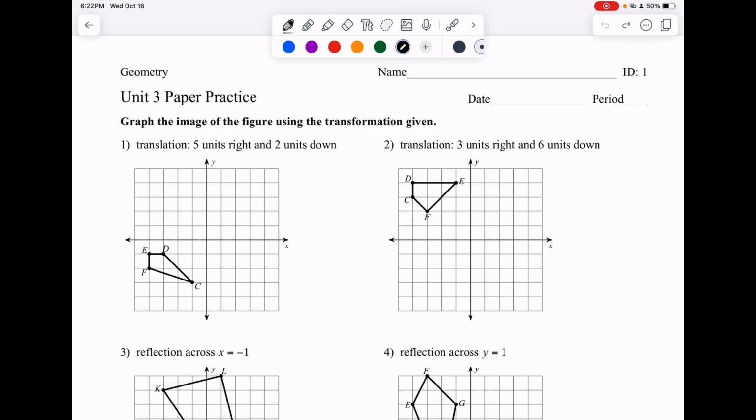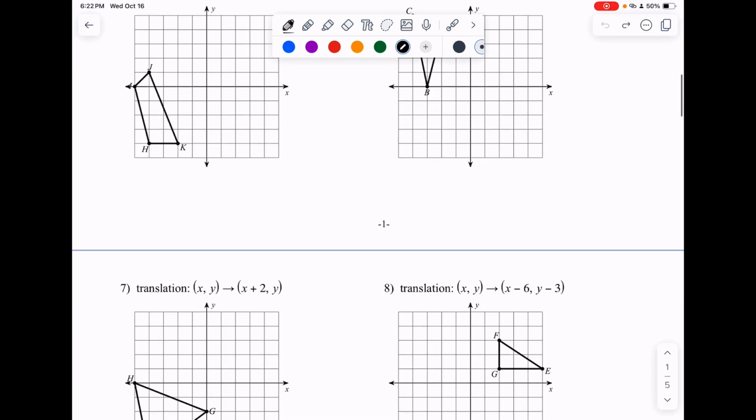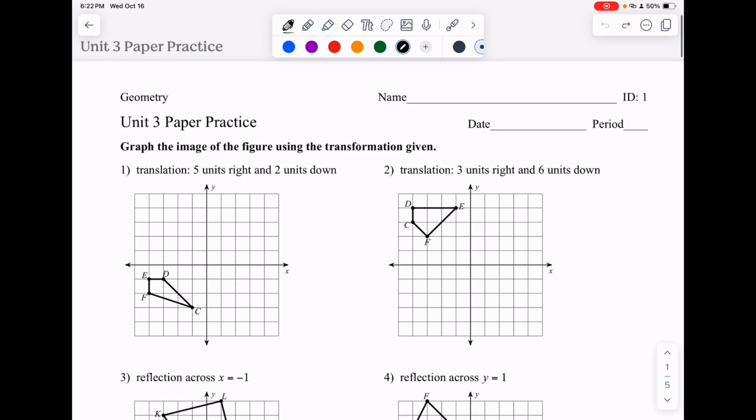Okay, students, we are going to be doing Unit 3 paper practice. This is transformations. We're going to be looking at things like translation, reflections, and even some rotations in there as well. So let's start with these first couple here. A translation is like a slide.